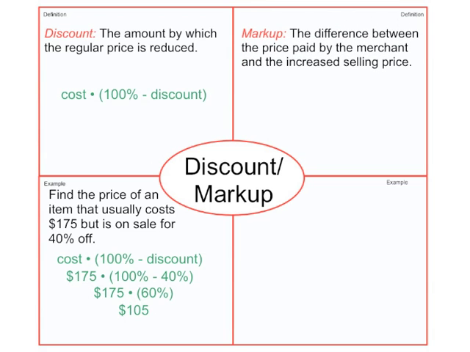Now for markup, that's the difference between the price paid by the merchant and the increased selling price. So when you go to a store and they're charging, let's say, $45 for a shirt, they didn't purchase that shirt for $45. They may have purchased it for $20, but they're doing a markup of that shirt to make a profit for the store, to pay the people working in the store, pay the electricity bill, pay the rental cost for the store. They have all these other costs that you don't see that they have to account for.